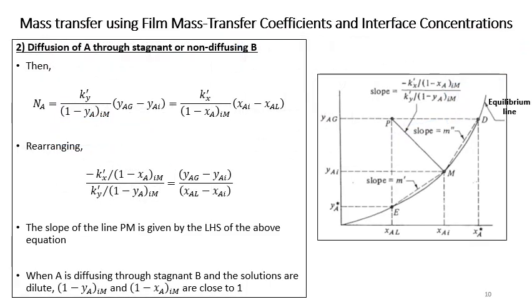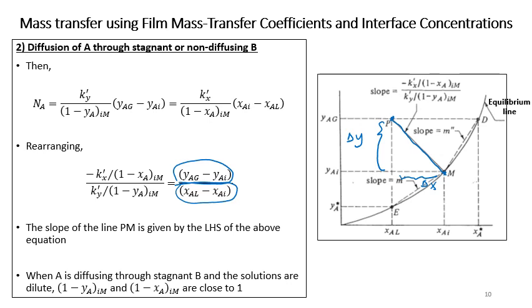Like previously, as we have done for equimolar counter-diffusion, for the points P and M on the line PM, if you want to calculate the slope, you would calculate delta Y divided by delta X. So the delta Y here is YAG minus YAI, and the delta X is XAL minus XAI.